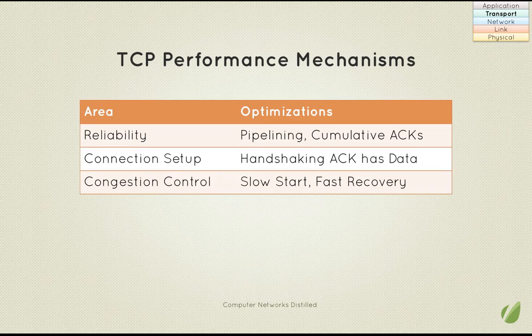To sum up, TCP uses the following performance mechanisms in its reliability, connection setup, and congestion control. TCP implements pipelining and cumulative ACKs to implement reliability. TCP allows data to be in the handshaking acknowledgement as part of the 3-way handshake in the connection setup. And thirdly, TCP uses slow start and fast recovery to improve the performance of the congestion control algorithm.